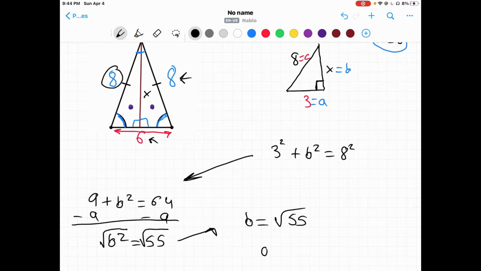So b is also equal to x. So now we know that this height right over here is equal to the square root of 55. And we also now know that the height of this isosceles triangle, the original one, is equal to the square root of 55.